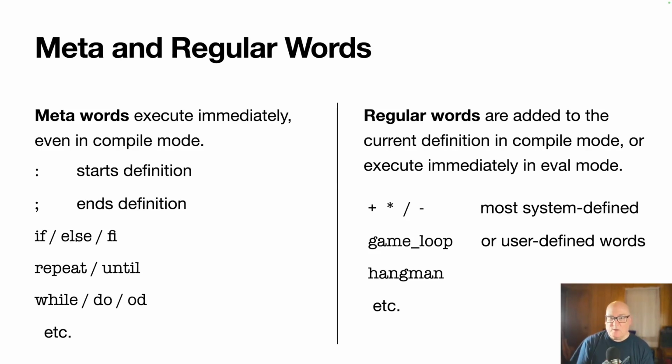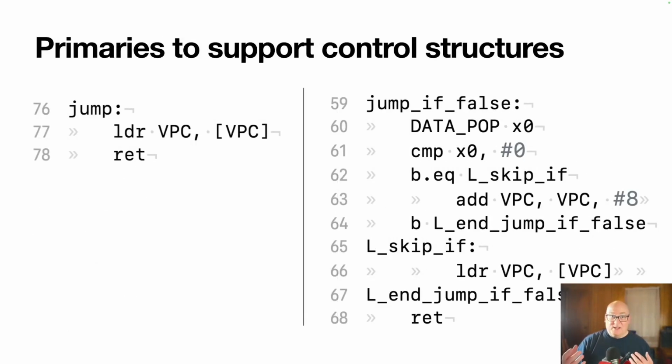Most of them are regular words. Game loop, hangman, those are words I wrote, and they're user defined words, but they're also regular words. So the meta words are really definitional, and control structures are the big uses of that. Rather than look at the definition, how that works, I thought I'd take one of the easier control structures.